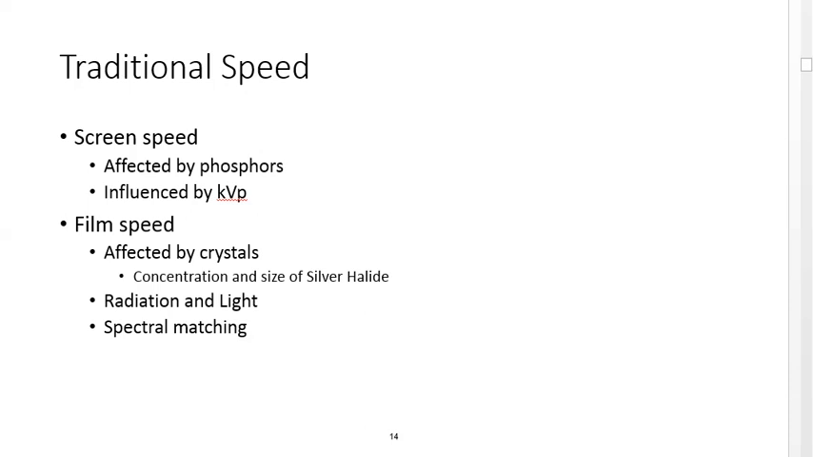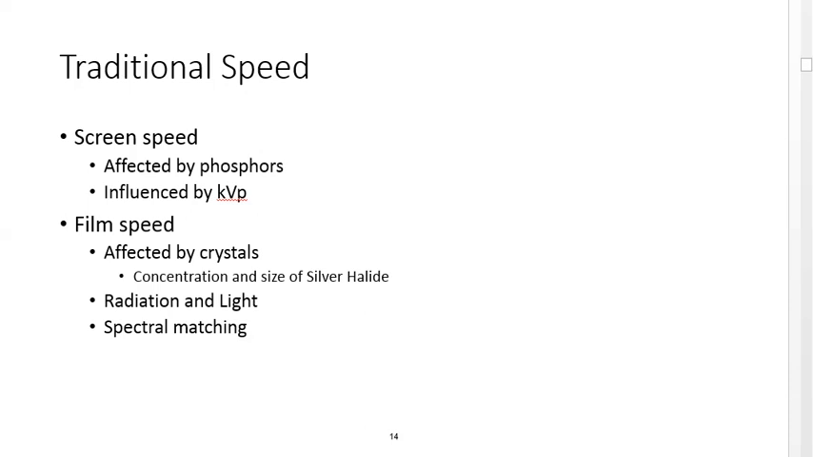So screen speed was affected by the type of phosphors, but it was also influenced by kVp. What I mean by that is if you shot all of your X-rays with 40 kVp, first off, you wouldn't have nearly the penetration, but at 40 kVp, your average beam energy is only going to be somewhere around 13 kVp. So even if you were using rare earth phosphors, your average energy would be low enough that you wouldn't get the maximum ejection and replacement of electrons in the screens, so your screens would slow down. As a result, the higher the kVp, the faster the screens tended to be.